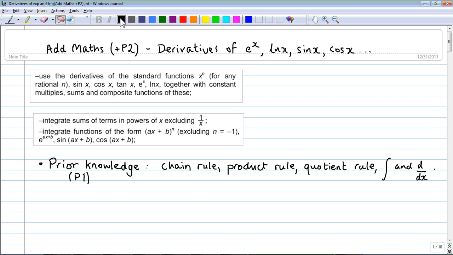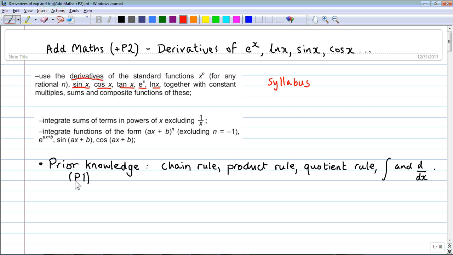So just to be clear, this is the syllabus reference for this section. You can read here, we're looking at the derivatives of functions, specifically sine, cos, tan, e to the x, log x, and combinations of these. And this other section here is about integration.